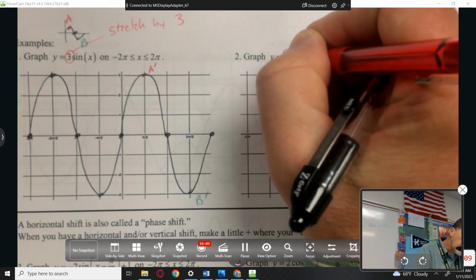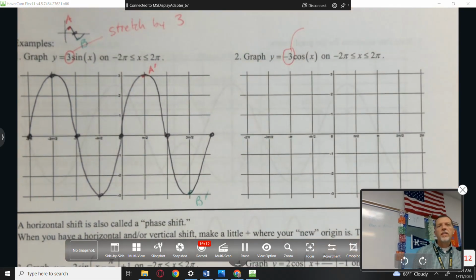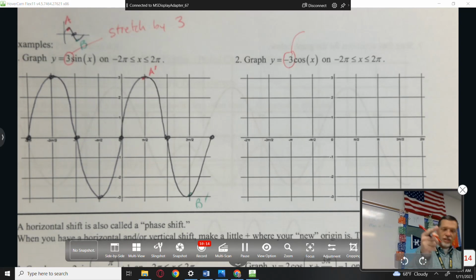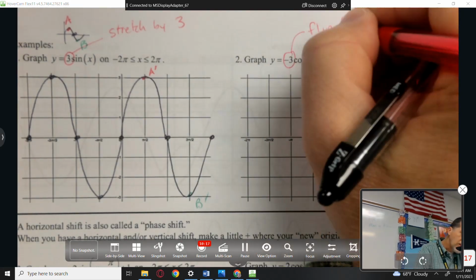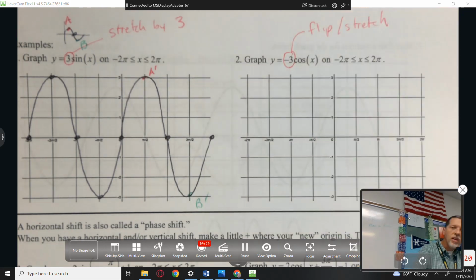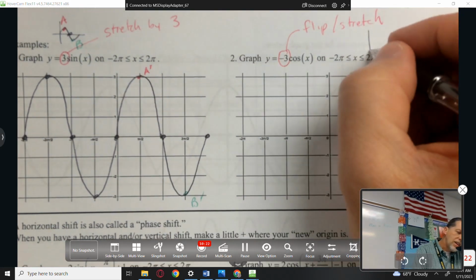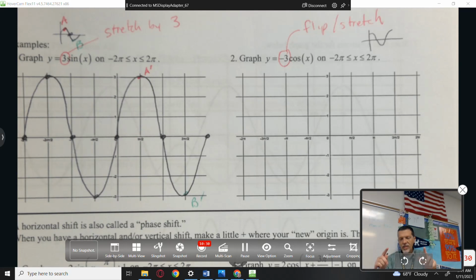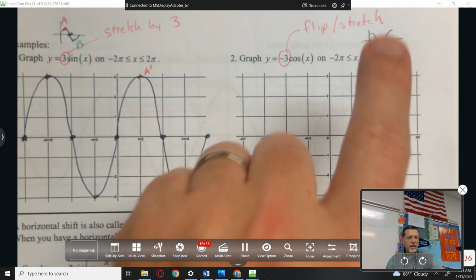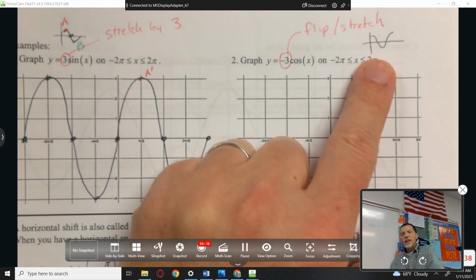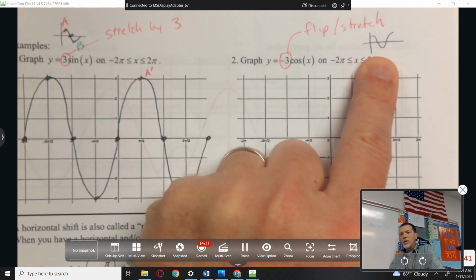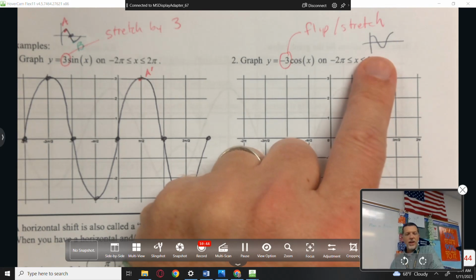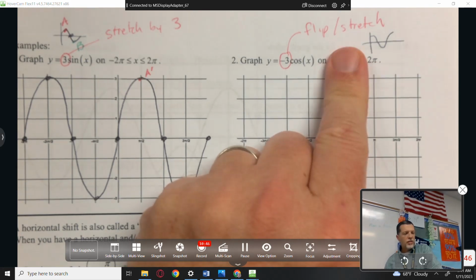What's the negative 3 going to do? There should be 2 answers to this. Flip it and stretch it. And again, just out of habit, I'm going to put a quick little parent function on there, so that my brain thinks, oh yeah, cosine, I know what a cosine looks like. Now I need to adjust it, but I need to have a starting point. And I think if you try to do it without drawing that little picture, there's too much going on in your head at once. So draw the picture, then we can flip and stretch it.